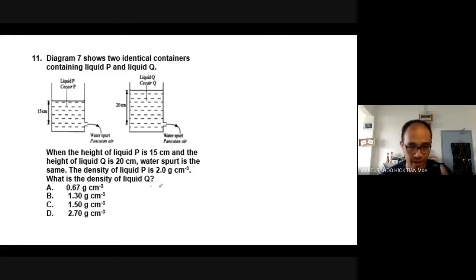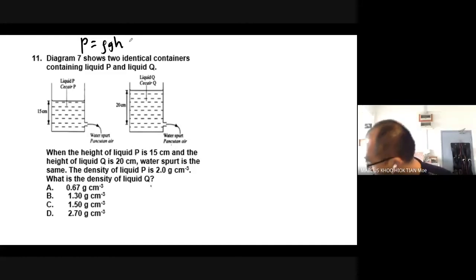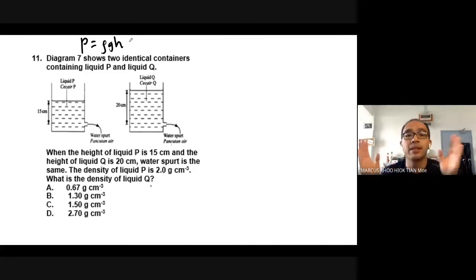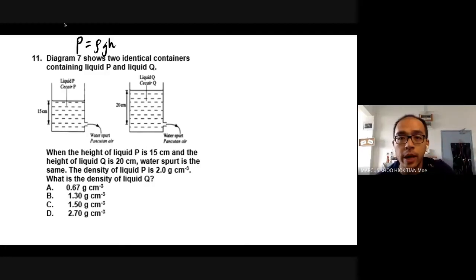Okay. Try this first. We only use one formula. Okay, the formula is only one. P equals rho g h. Okay, give it a try. This is a very interesting question. Different height, different containers, but the water spurt is the same. What does that mean? Okay, anybody?